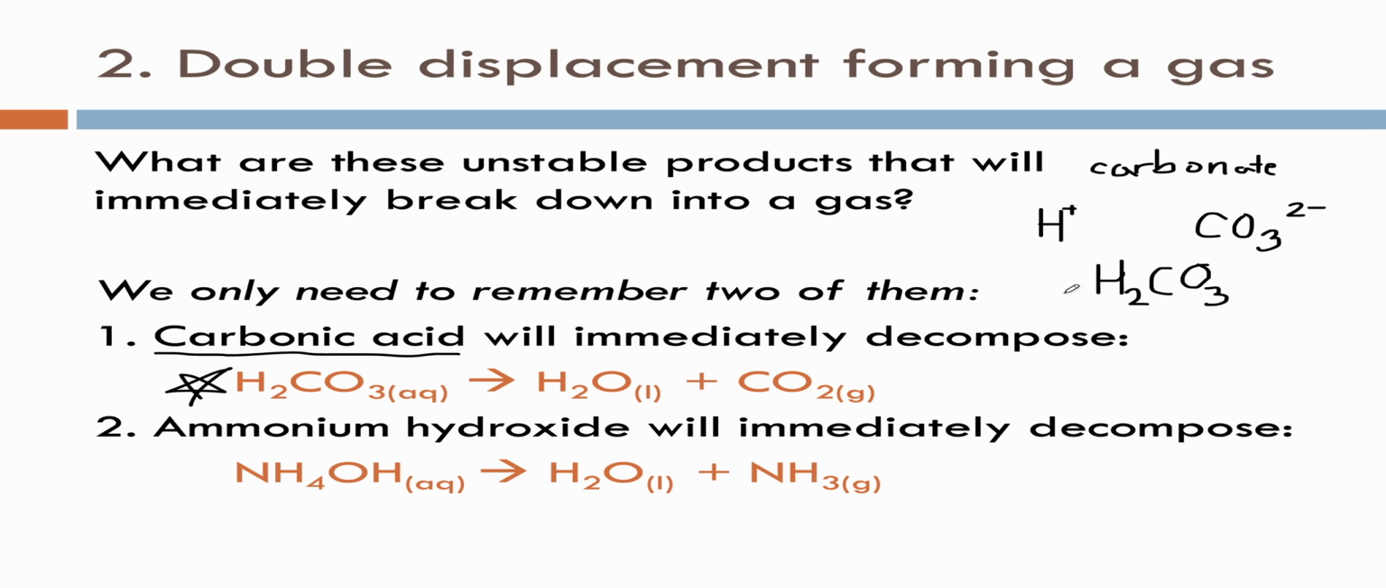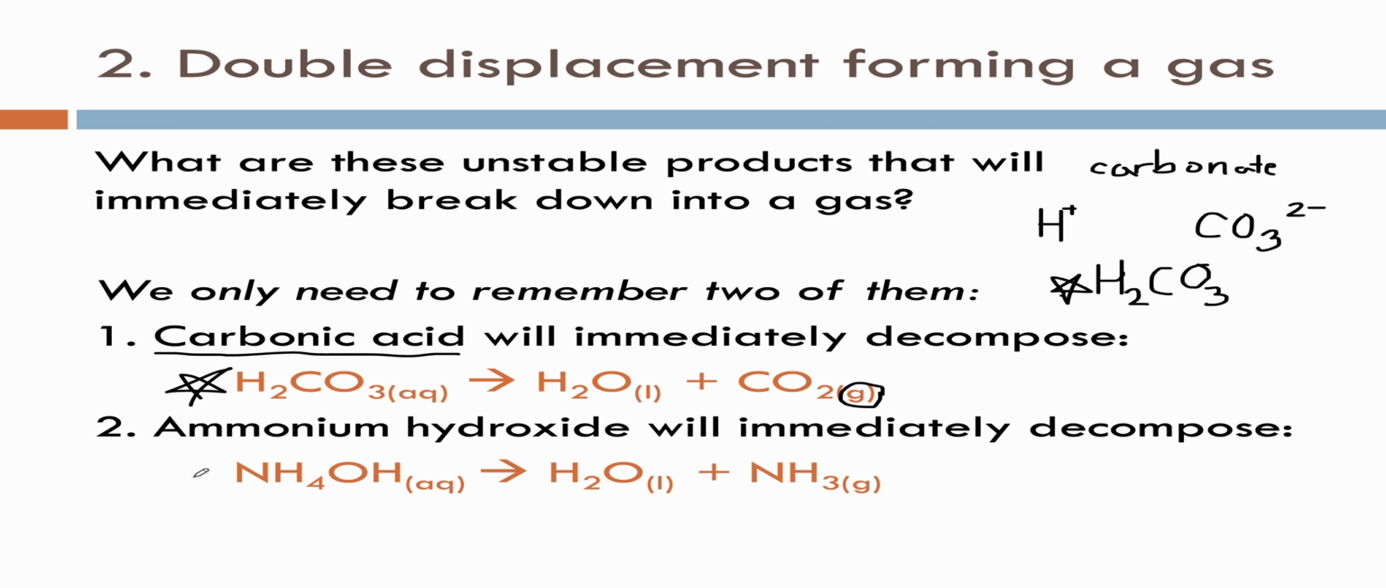So carbonic acid, this guy right here, watch out for him. If you see a product that is carbonic acid, it will not stay carbonic acid. It will break down into water and carbon dioxide gas, and that will mean that double displacement will go forwards with that gas, carbon dioxide gas, as the product.